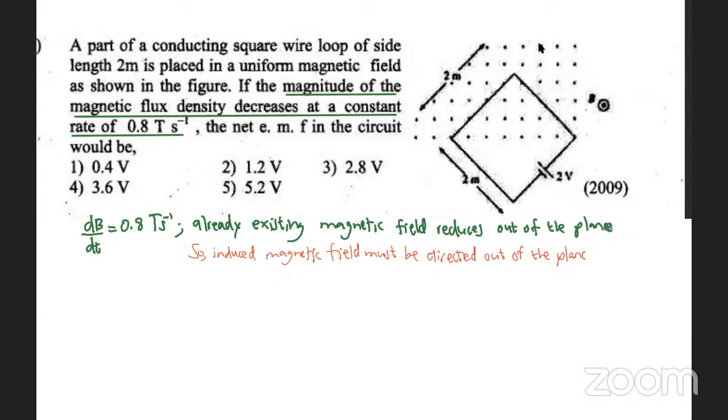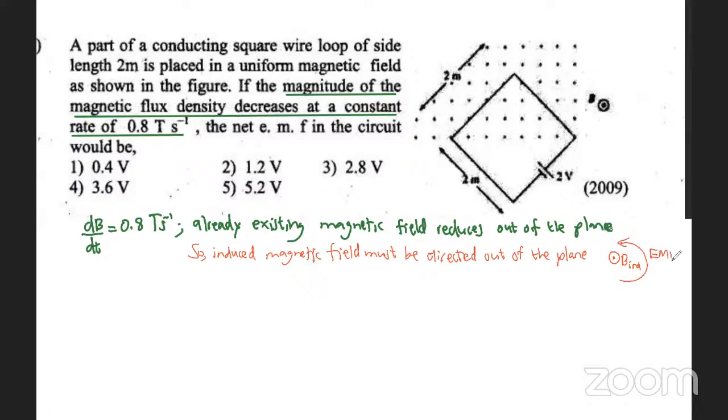That is Lenz's law. That is what Lenz's law says. If it is trying to reduce, you should not let it reduce. If it's trying to increase, you should reduce it. Therefore, the induced B will be out of the plane. If you want B out of the plane, what should be the direction of the current, people? The direction of the current or EMF should be in this direction.